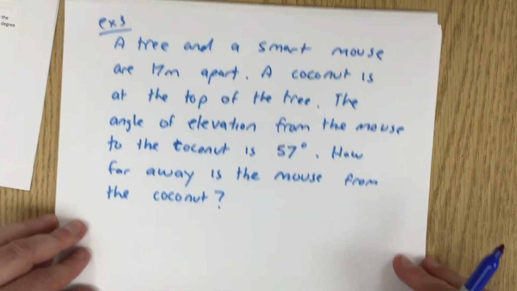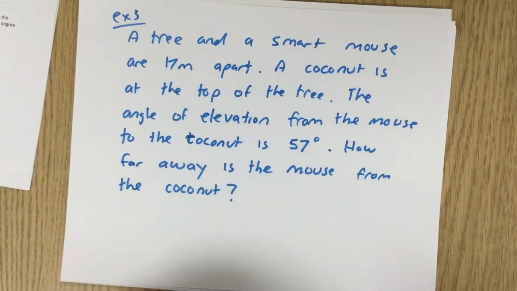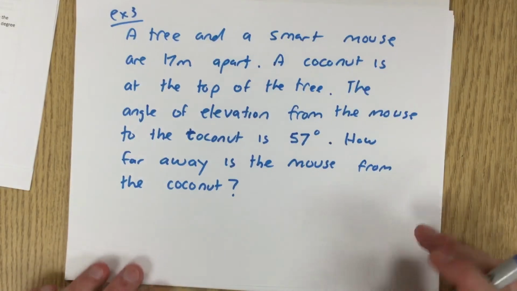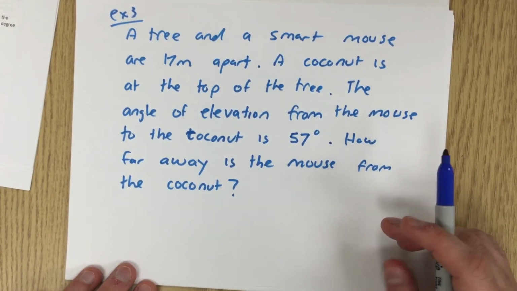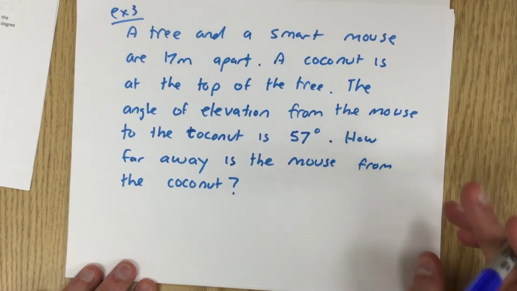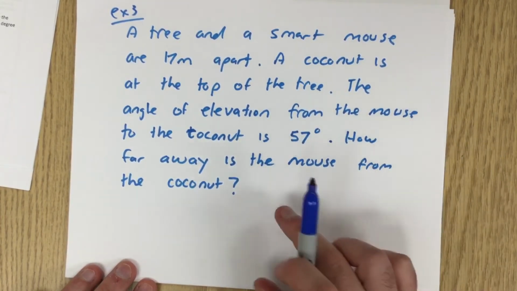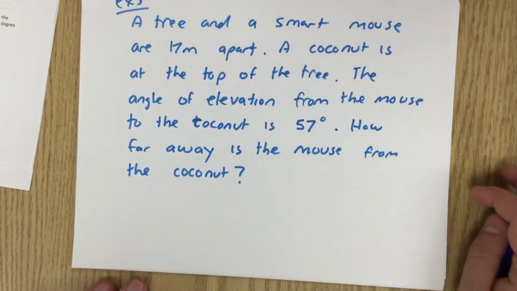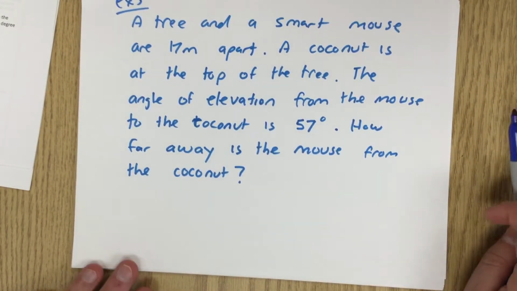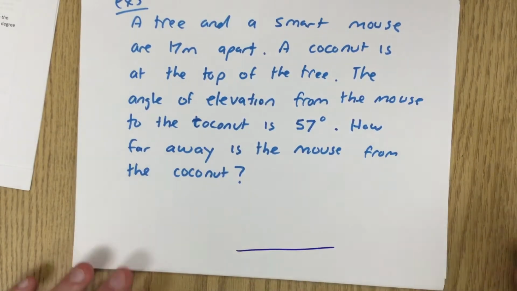Let's do example 3. Again, I would pause it if you're not ready for it. A tree and a smart mouse are 17 meters apart. A coconut is at the top of the tree. The angle of elevation from the mouse to the coconut is 57 degrees. How far away is the mouse from the coconut? So we're going to draw this thing.